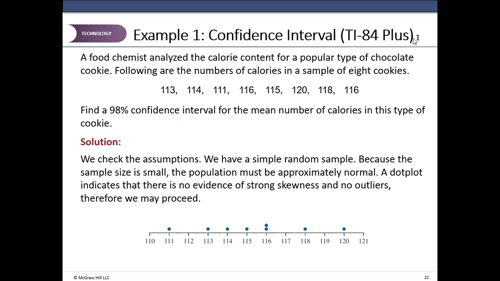Press the second button on the top left corner, then plus on top of enter, then number 4. Clear all lists on the calculator screen, then hit enter. Done. That means memories have been cleared. Stat, 1. Enter the data points in L1: 113, 114, 111, 116, then 115, then 120, then 118, then 116. So these are the points which we have entered in L1.